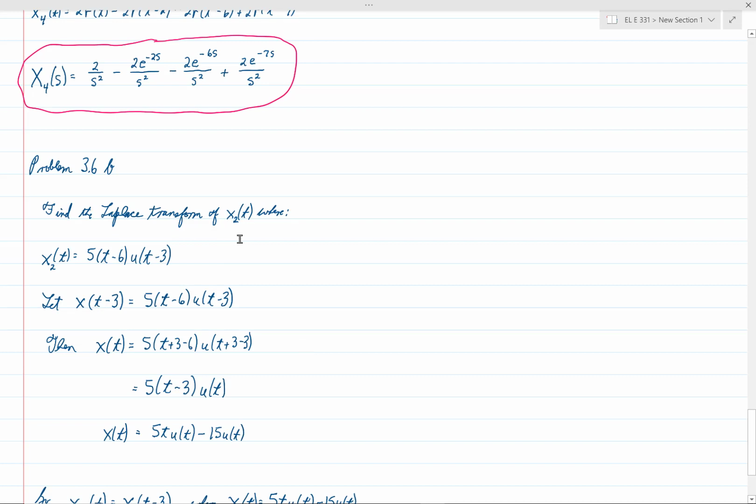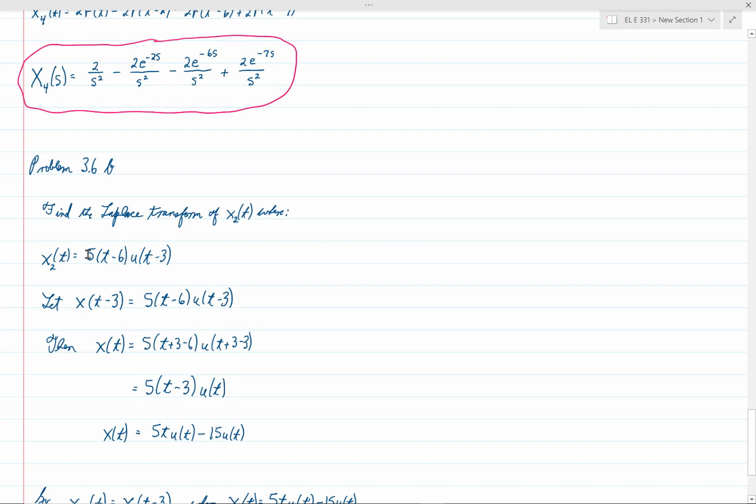So find the Laplace transform of x2 of t, where x2 of t is equal to 5 times the quantity t minus 6 multiplied by u of t minus 3. Now, this is a little tricky here because we have t minus 6 here and u of t minus 3 here. So let me show you a strategy for working problems like this.